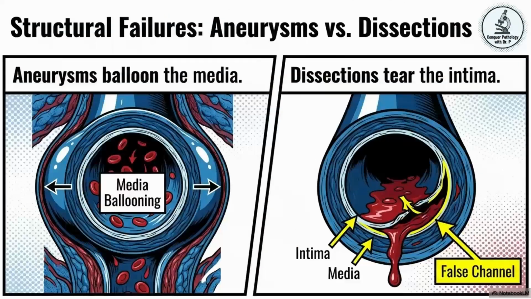Next in our review is the structural failures, aneurysms versus dissections. The core morphological difference is simple. Aneurysms balloon the media, conversely dissections tear the intima, creating a false channel.